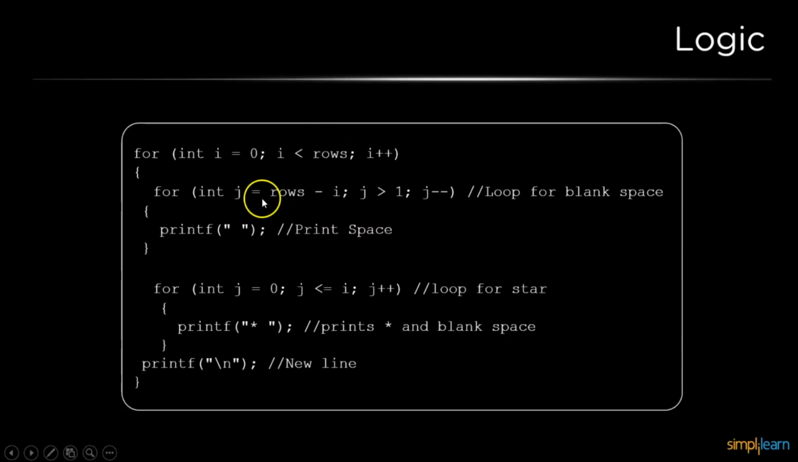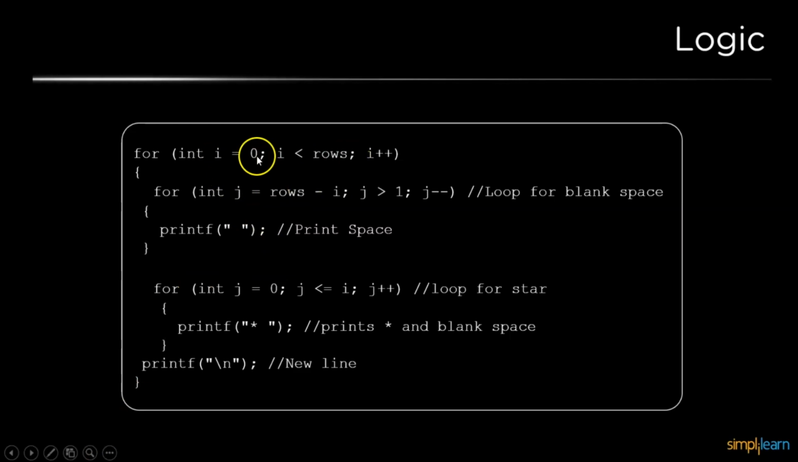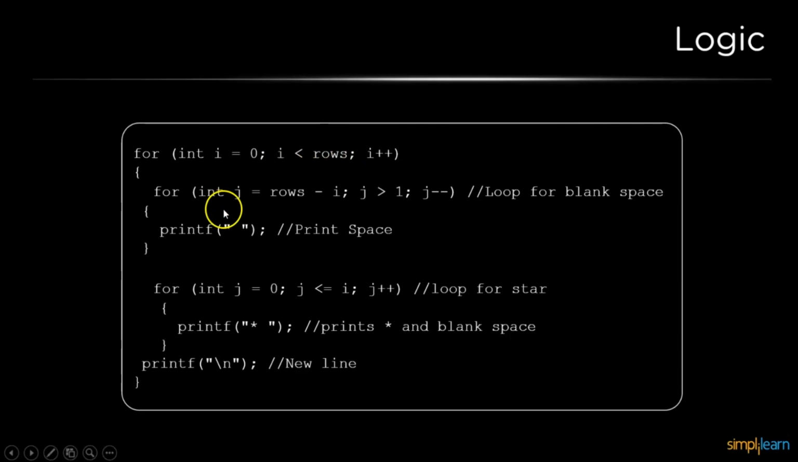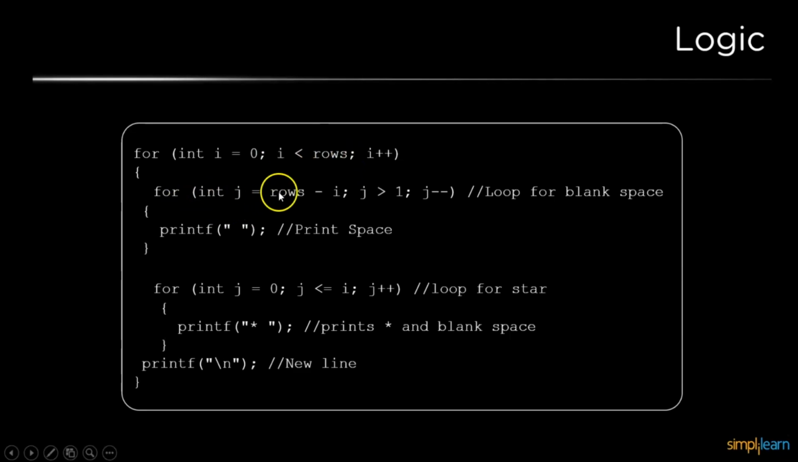As you can see in the code here, we have i equal to 0. So initially the i value is 0 and 0 less than 5, which is true. So it comes to the next for loop where j is equal to row minus 1. So 5 minus 0 is 5. So 5 greater than 1, which is true. So it prints the first space. And this will continue until the condition is satisfied. Once the condition is not satisfied, it comes out of the for loop.